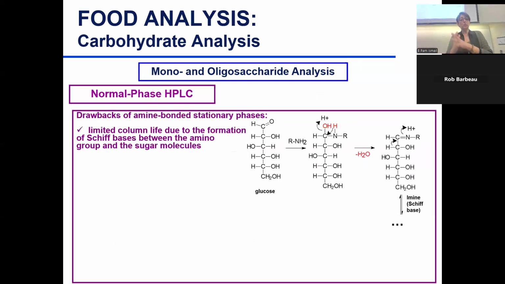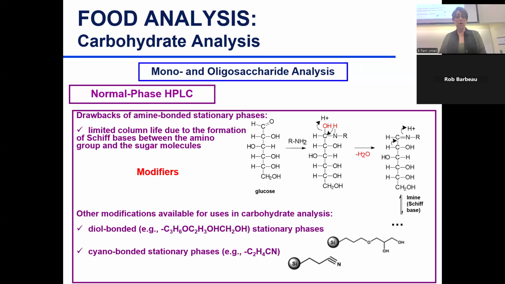So the only drawback is if you have reducing sugars and you have amine, over time you might have this Maillard reaction happening and blocking of amine groups on the column. You can fix it easily by adding modifiers to regenerate the column. So basically you can add compounds with amine groups to regenerate your column so that you will then be able to use that same stationary phase again.